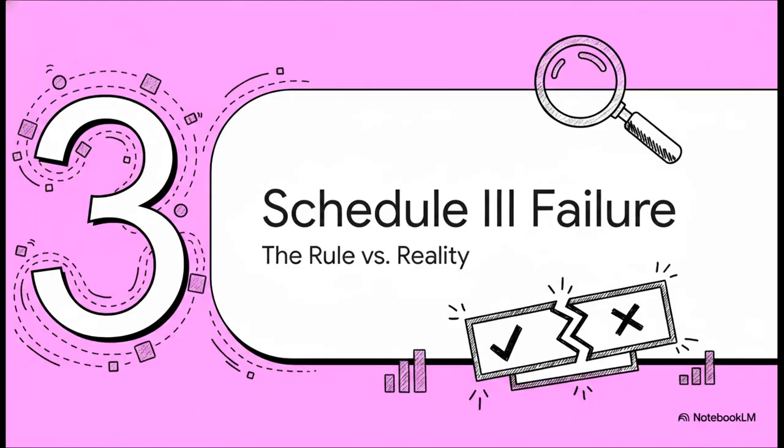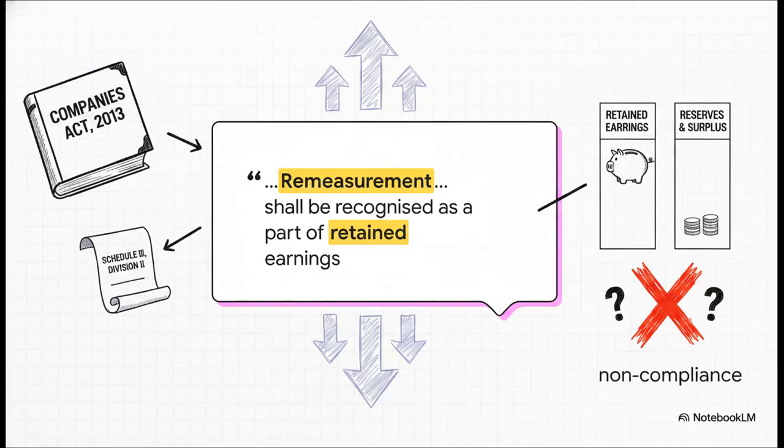Which brings us to Section 3, Schedule 3, Noncompliance, the Rule versus Reality. If we pull up the rules, specifically the mandate in Division 2 of Schedule 3 to the Companies Act 2013, the text is crystal clear. It literally says, remeasurement of defined benefit plans shall be recognized as a part of retained earnings or shall be shown as a separate column under reserves and surplus.